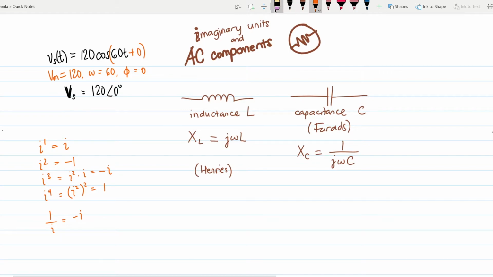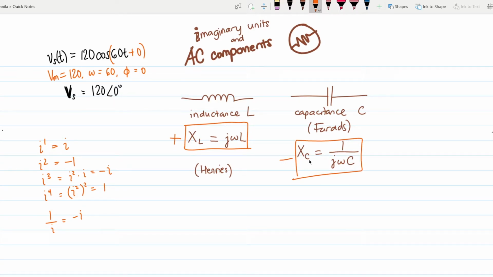All right, why did I give you that tangent? Because I just want to drill in your minds that inductance here will always be positive, and your inductive reactance is always going to be positive. And since we have 1 over j here, this capacitive reactance is always going to be negative when you compute for the reactance, right?